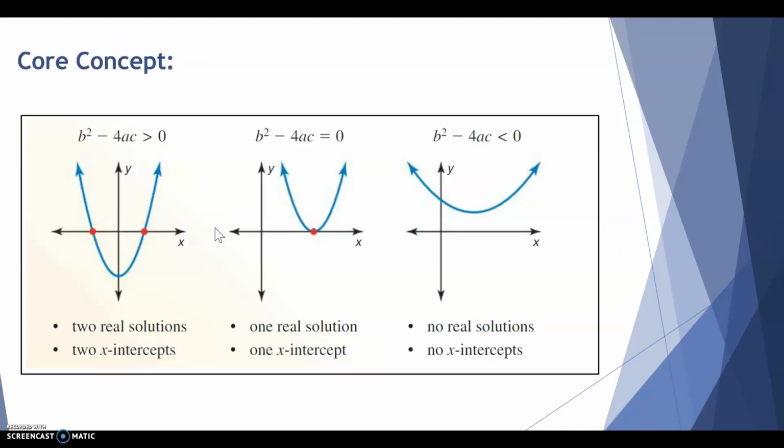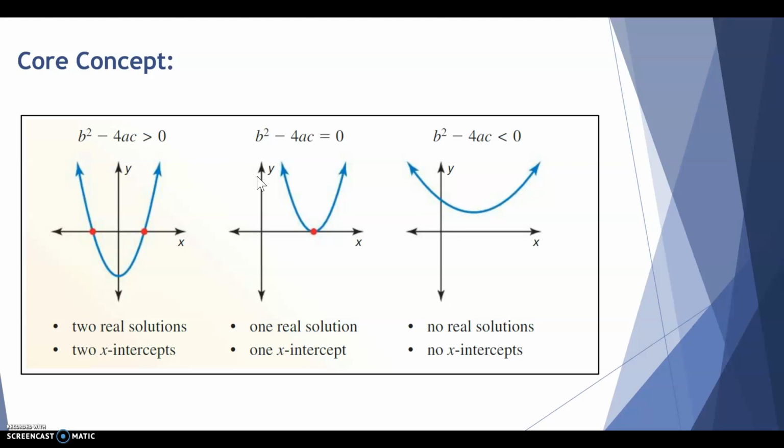These are some pictures you have seen before. If you look at the first one, you have an open parabola, which means a was positive. As you can see, it crosses your x-axis twice, which means you have 2 real solutions, which means you have 2 x-intercepts. That happens when your discriminant is a number bigger than 0. The middle picture has just 1 real solution because it only touches your x-axis once. So it only has 1 x-intercept, and that is when your discriminant equals 0, because the square root of 0 is just 0.